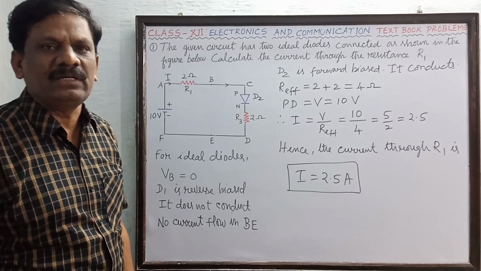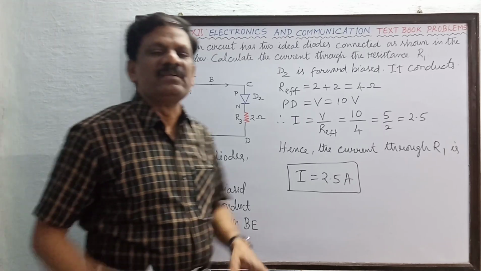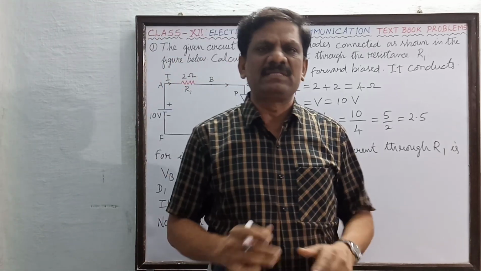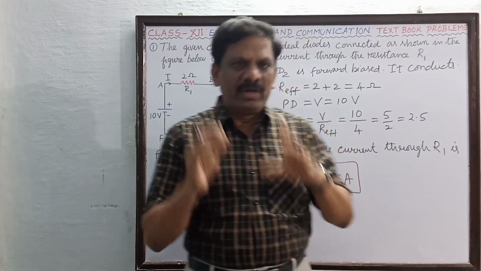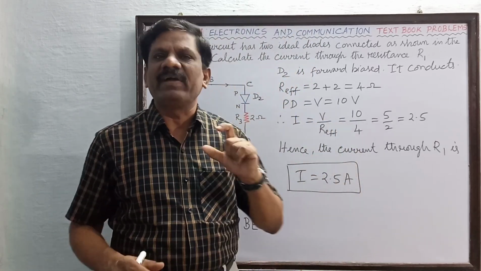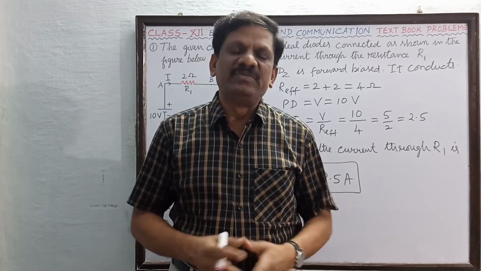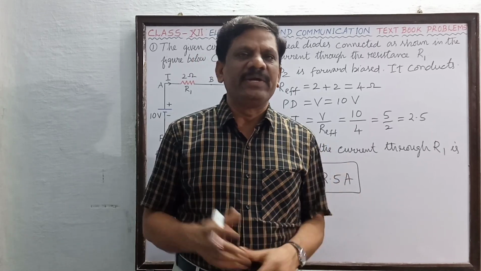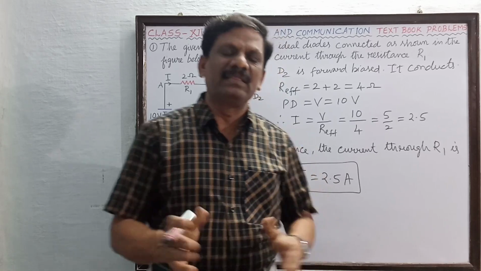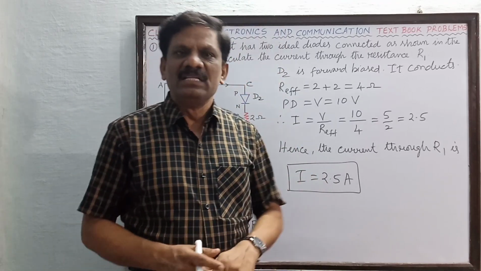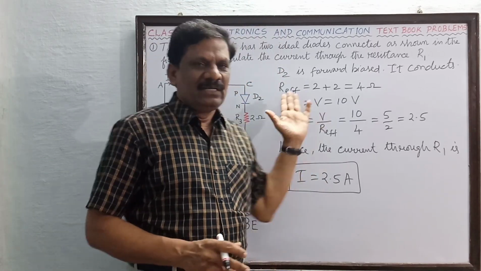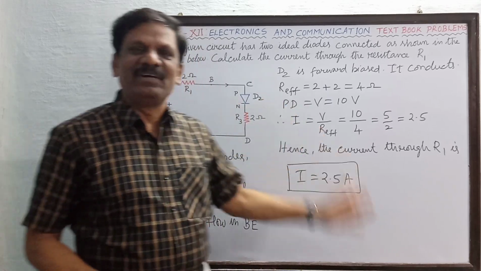Have you all understood? In this type of problems, if a number of diodes are given in the circuit, you have to first analyze the circuit and find out which diodes are forward biased and which are reverse biased. Eliminate the diodes which are reverse biased, then make the simplified form of the circuit. You can find out the current. Okay, I hope you must have understood well. Fine.